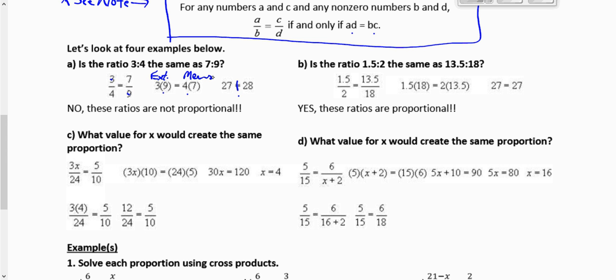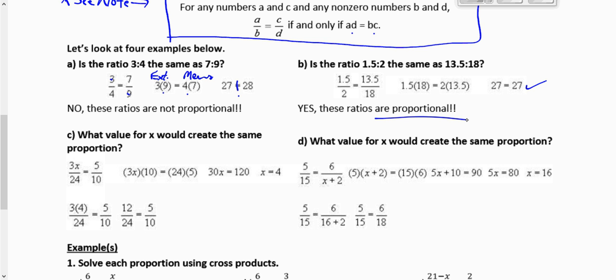Okay? Over in part B, is the ratio 1.5 over 2 equal to 13.5 over 18? In other words, is it a proportion? Yes. And they found out by cross multiplying and got 27 does in fact equal 27. So yes, they are proportional. Right? How else could you do that, by the way? Is there another way you can think of? Like maybe with your calculator or something?